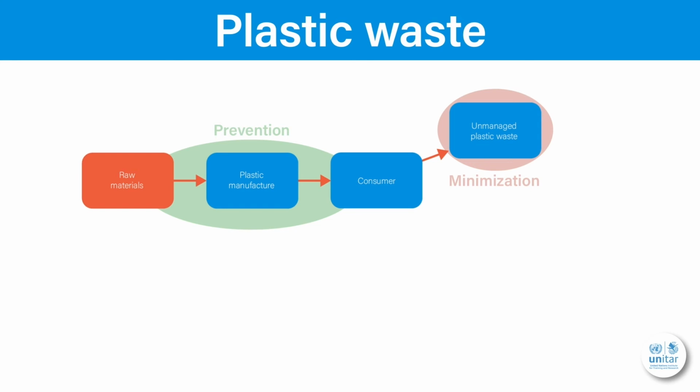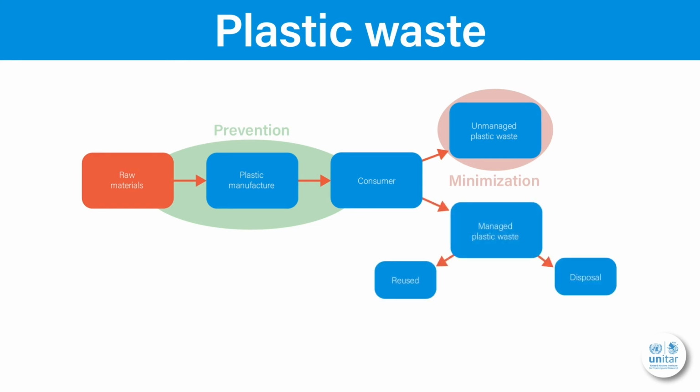First and foremost, providing effective waste collection and disposal should be prioritized, especially in low and middle-income countries, to stop the leakage of plastics into the environment. Managed plastics could either be reused or disposed of, and resources from the material could be recovered. Here, we distinguish three types of recovery options: material recovery, organic recovery, and energy recovery.